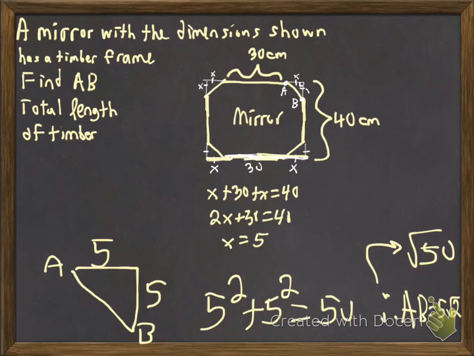Real fast, I just want to clarify. To find the length of the timber frame, all that means is you need to add up this, plus this, plus this, everything. You found AB, and now you just need to add everything up. So we have 5 square root of 2, that's 4 5 square root of 2s, plus 4 30s. That turns out to be like 148 or whatnot. That's how we find the total length of the timber frame.